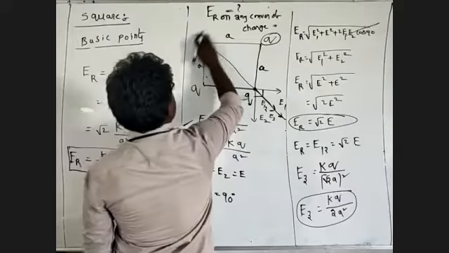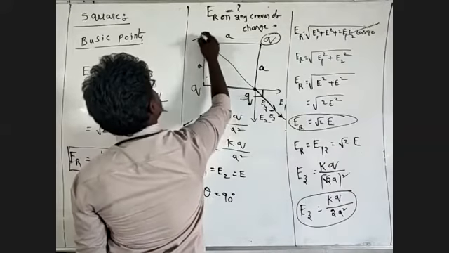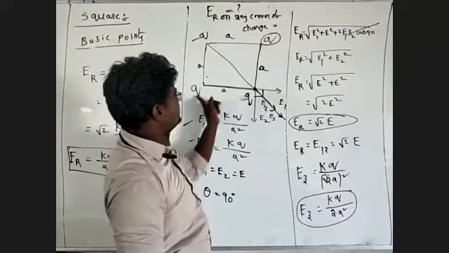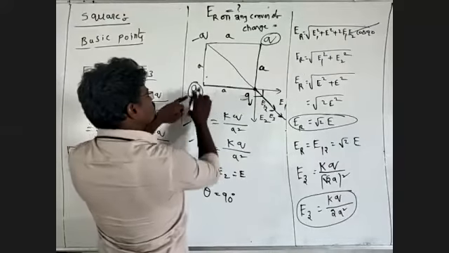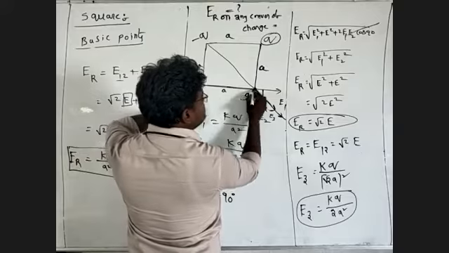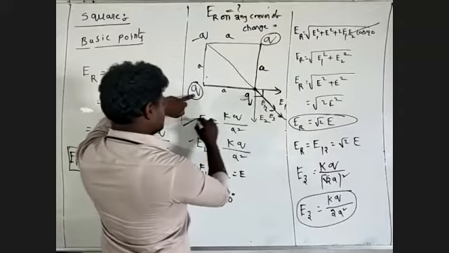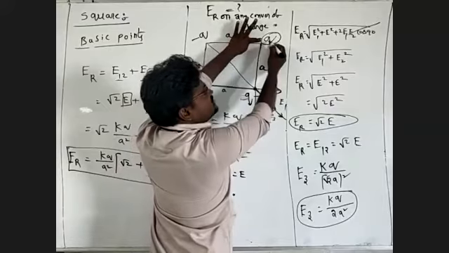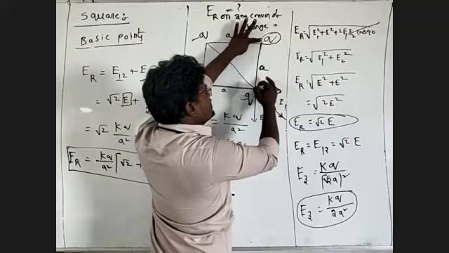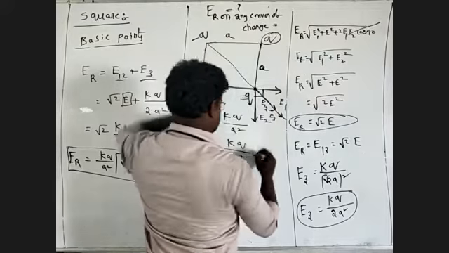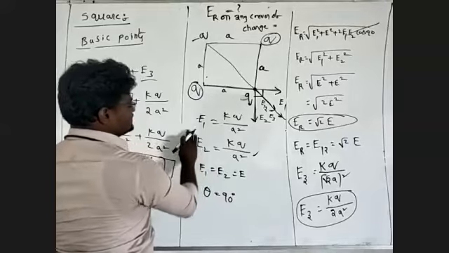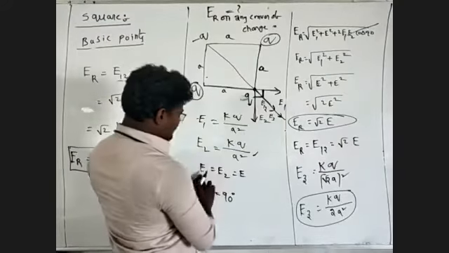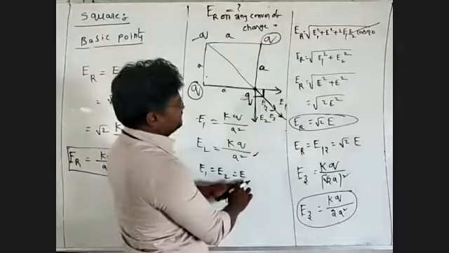This is minus q, this is minus q, this is minus q, and this is plus q. This q repels the charges in this direction, that is E1. Now E1 is complete. This is a positive charge. A positive charge repels the positive charges in the downward direction, that is E2. E1 is equal to E2 in magnitude.